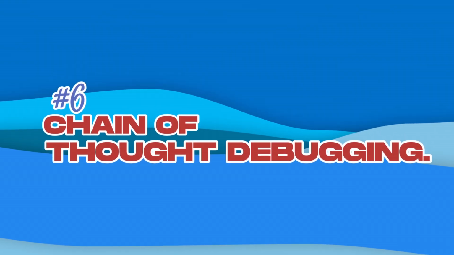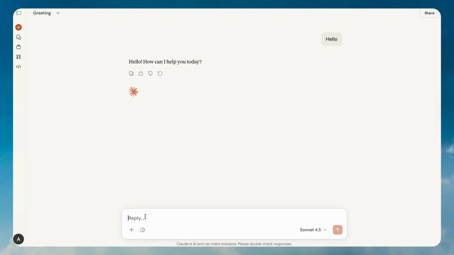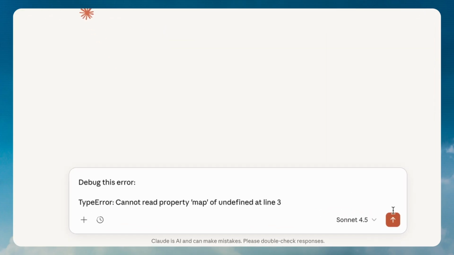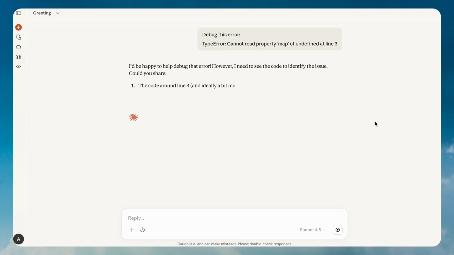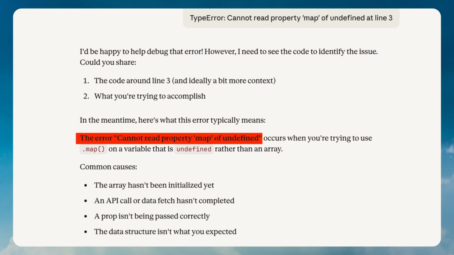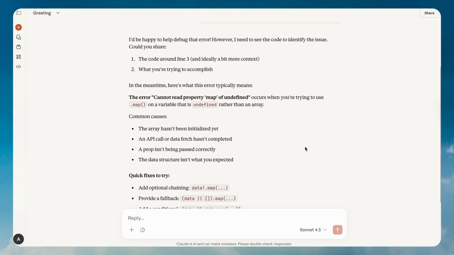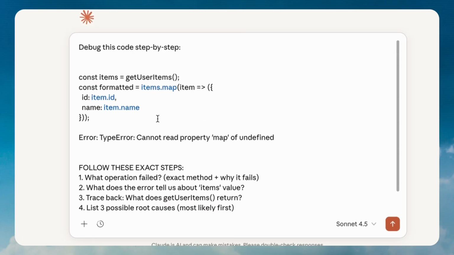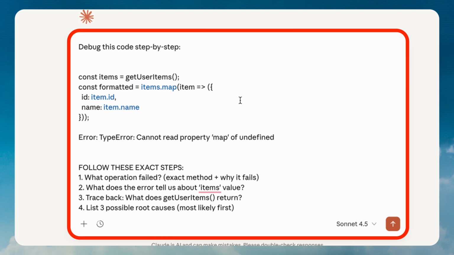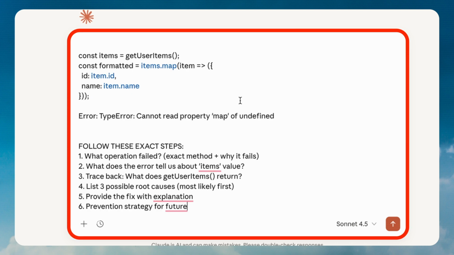Technique number 6, chain of thought debugging. I ask Claude, debug this error with just the error message. Type error, cannot read property map of undefined. Claude asks for the code and more context. More back and forth, more wasted time. Now watch what happens when we add step-by-step instructions, as you can see on the screen. Look at Claude's response now.